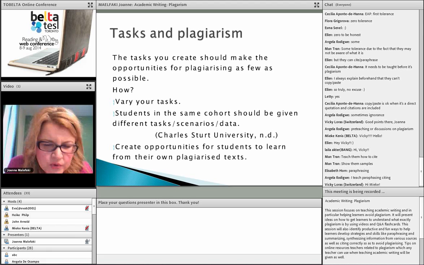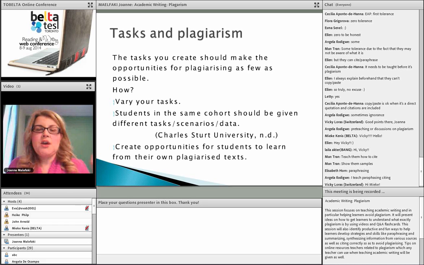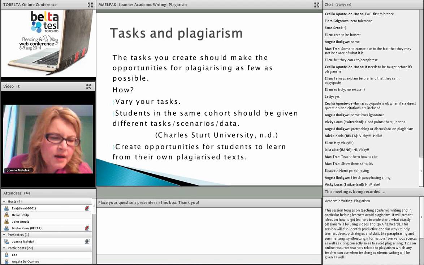It's very important to create opportunities for your learners to learn from their plagiarized text. So when somebody submits, it's very important to get them to submit first drafts of something, especially when they are doing a research project. So when they submit a first draft and you spot instances of plagiarism, it's really important to use these texts as a learning tool. I'm going to talk a bit about this later on in my presentation.